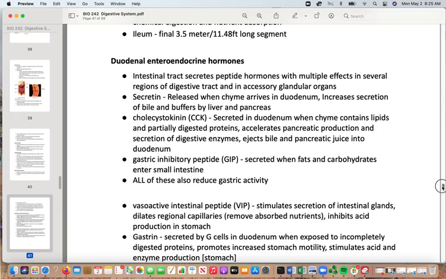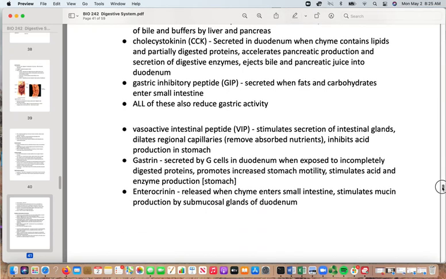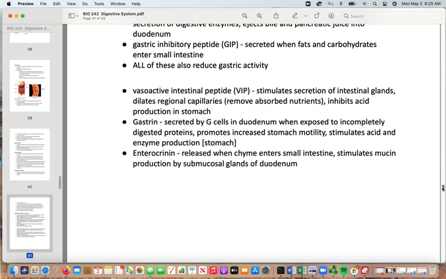The vasoactive intestinal peptide is going to stimulate the secretion of the intestinal glands. It dilates the regional capillaries so that you can remove the absorbed nutrients, and it's going to inhibit acid production in the stomach. So it's going to help move what you do absorb down the line and shut down the stomach. Gastrin from the G cells is going to promote increased stomach motility and stimulates the acid and enzyme production.